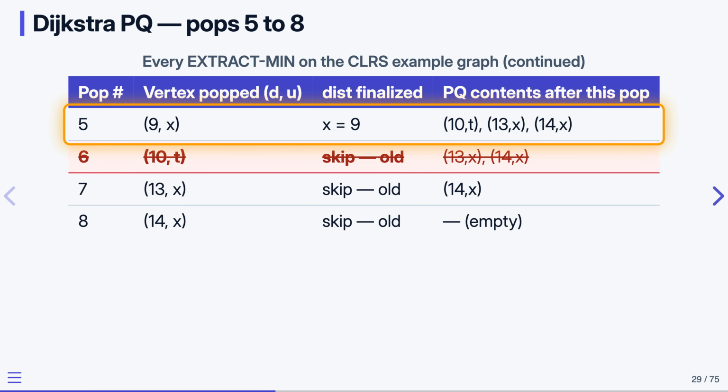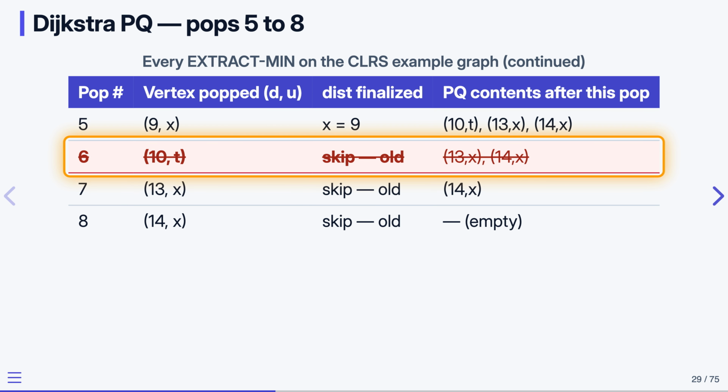Pop 5 takes the pair 9 X. We finalize X at 9. That is the last real vertex to settle. Pop 6 takes the old pair 10 T, but T is already finalized at 8. Since 10 is bigger than 8, the check if d is greater than dist at u fires and we skip this entry. It does no work at all.